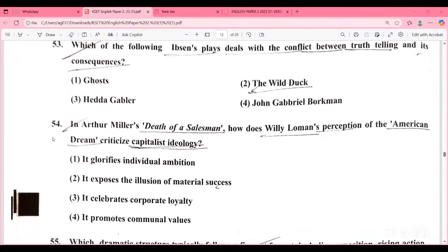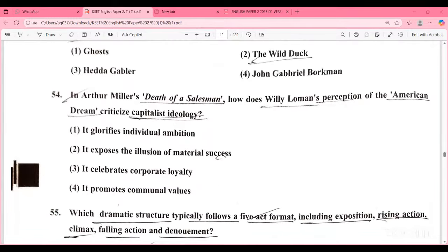In Arthur Miller's Death of a Salesman, how does Willy Loman's perception of the American dream criticize capitalist ideology? The correct answer will be, it exposes the illusion of material success. This is the right answer.